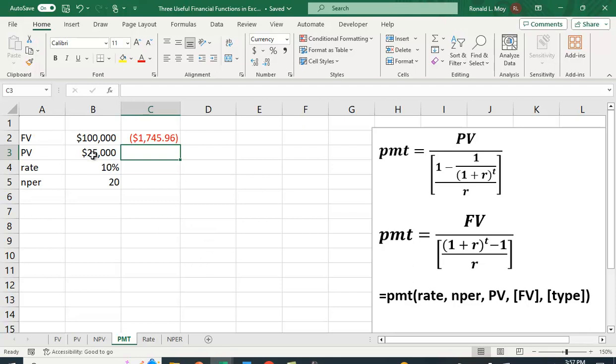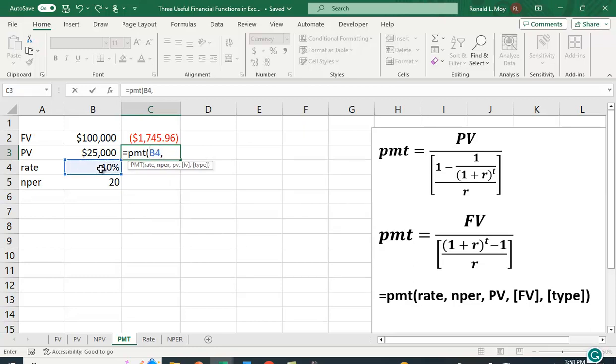Suppose you have $25,000 and you'd like to take it out over 20 years in equal amounts. If the interest rate is 10%, how much can you take out? Again, let's use that PMT function. What's the rate?